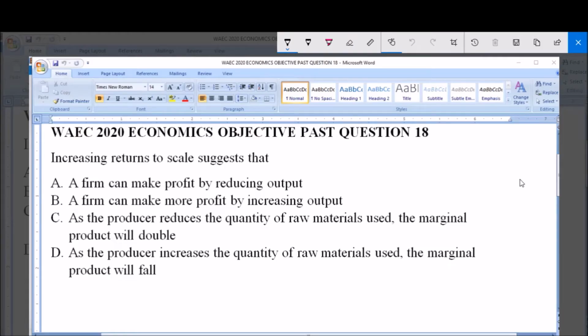Hello and welcome. I will be answering WAEC 2020 Economics Objective Past Question 18.